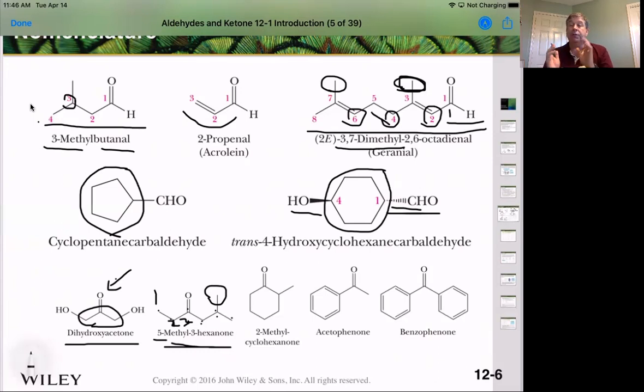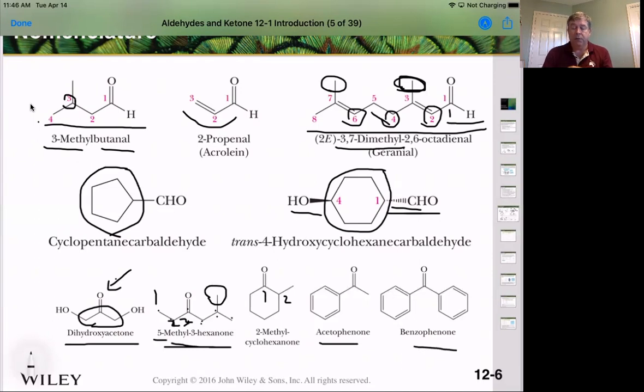Okay, now just like with the aldehydes, we have to talk about our cyclic compounds. If the carbonyl is part of the ring, we just have to call it cyclohexanone because it's inside the ring. And so we again start numbering from the carbonyl. So this gives us our 2 position. So it's 2-methylcyclohexanone.